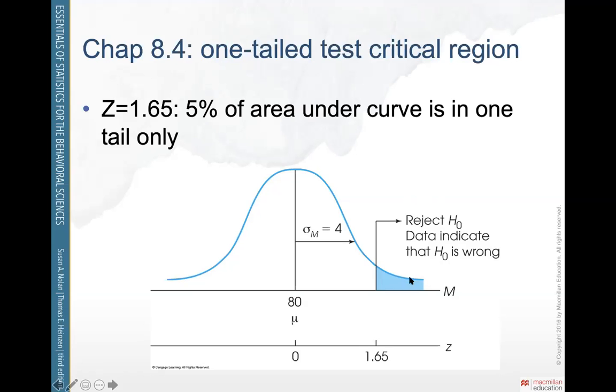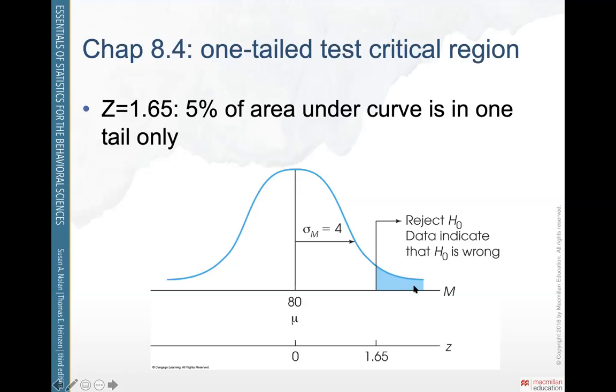into one tail only. Here, it's shown in this one tail, right here. All 5% goes into one tail, and then you only have one critical region when you're doing a one-tail test. Instead of having two critical regions, one which is less than the population mean and one which is greater than the population mean, you only have one critical region, and it is either greater than or less than the population mean.